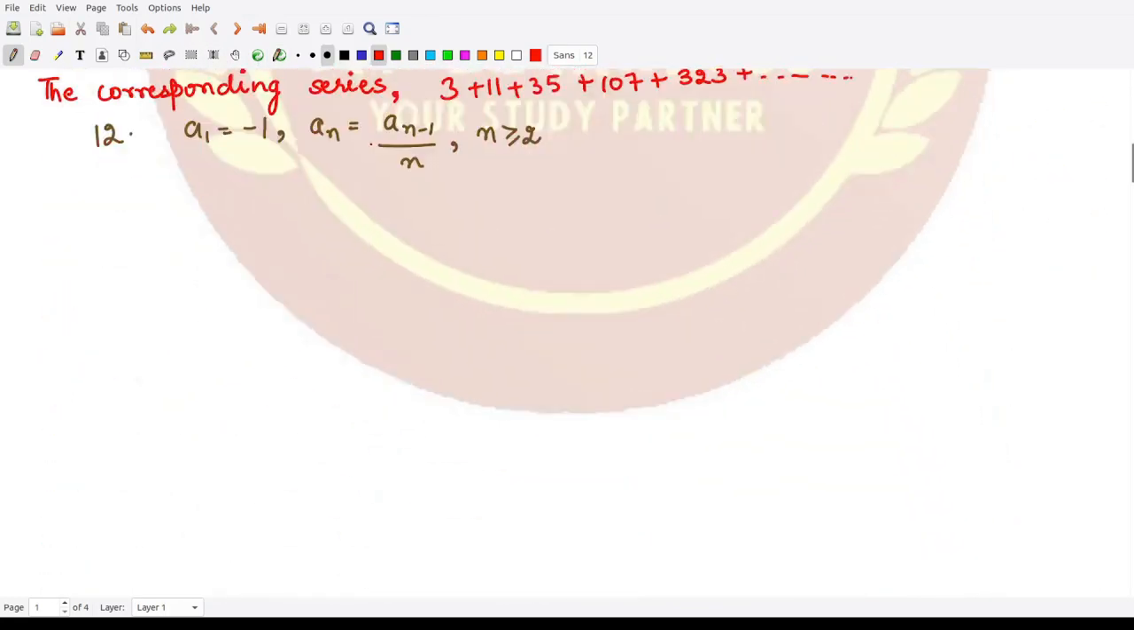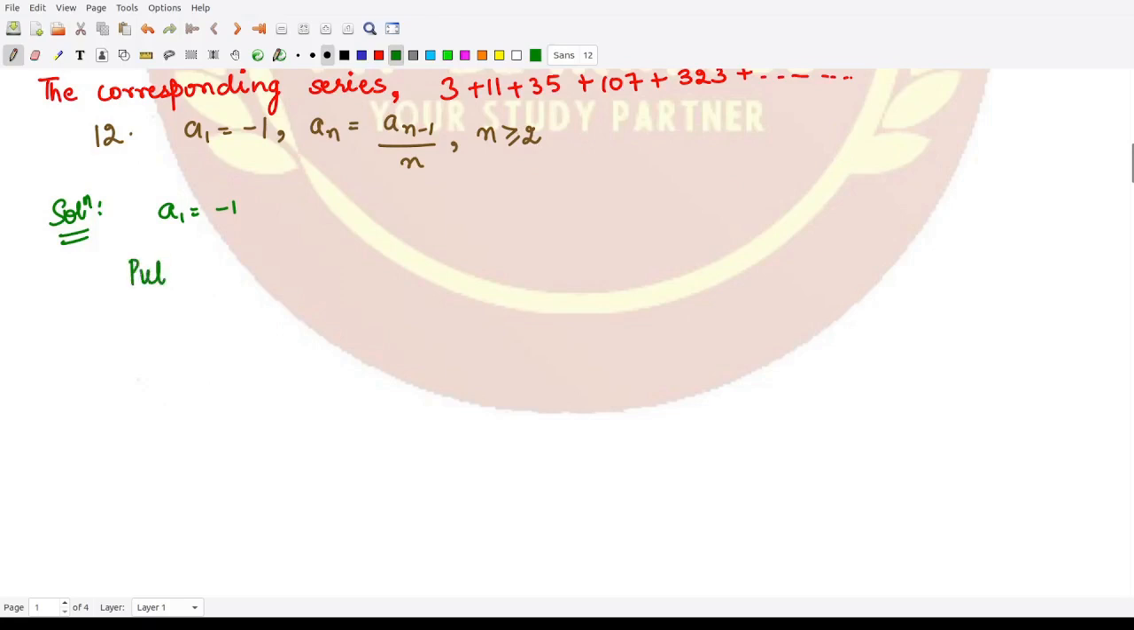For the next question, we are given the first term, right? So for the solution of question 12, we need to calculate again the first 5 terms. Here the first term is given to be minus 1, and this is the general term that is given to us. Now notice that n is greater than or equal to 2. So that means this term is valid whenever n is equal to 2, 3, 4, 5, 6 and so on. It is greater than or equal to 2.